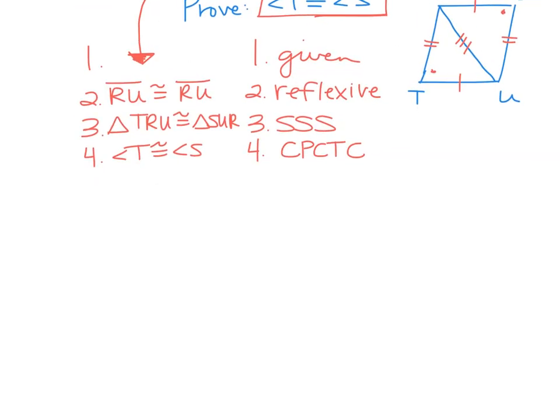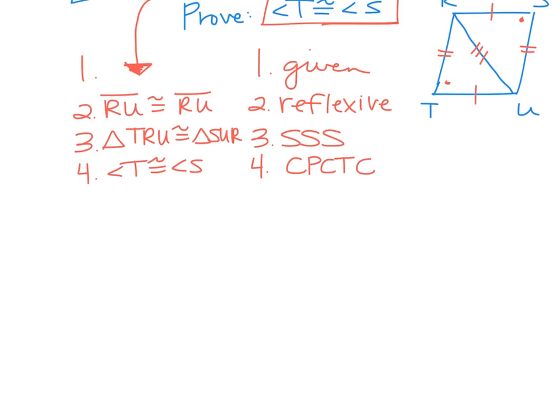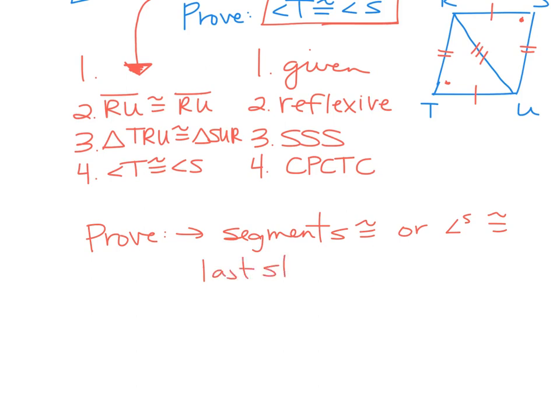Whenever you're doing a proof, if your prove portion, what it tells you to prove, is segments congruent or angles congruent, then your last step is going to be CPCTC. Okay, so if you're proving segments congruent or angles congruent, you're going to end at CPCTC.